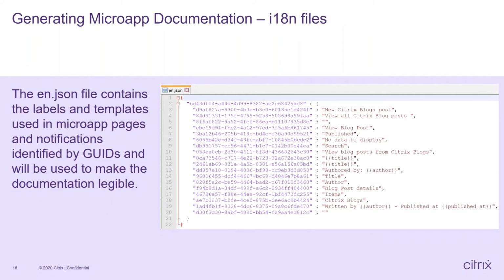The en.json file contains the labels and templates used within the pages and notifications. Each item is a GUID value pair that maps to a component within the Microapp definition.